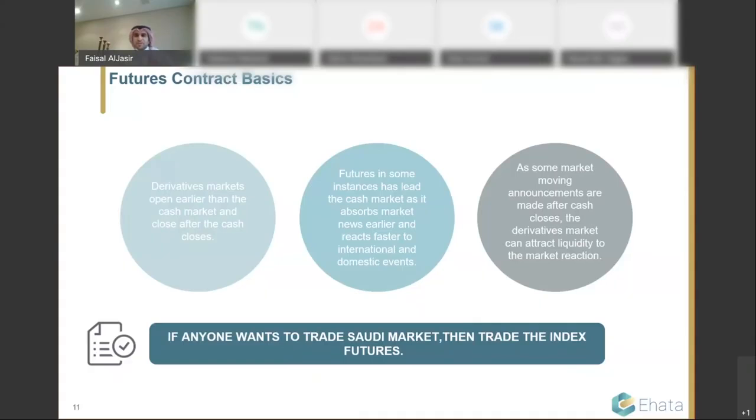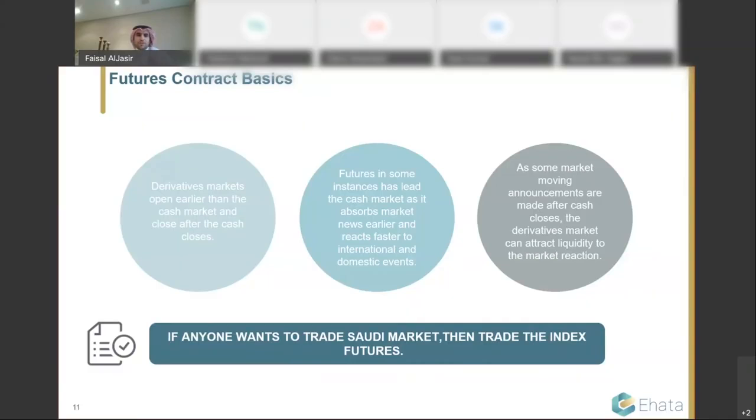Futures, in a lot of instances actually, and you can see it on a daily basis sometimes with other markets, have led the cash markets. They observe the market news before others and lead the cash markets, and also attract liquidity at times when the cash market is closed, and there is a kind of reflection on some of the news or announcements. So that's some of the basics.